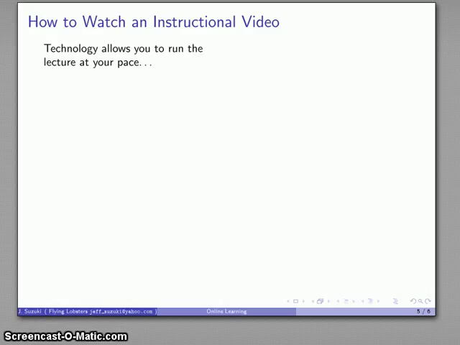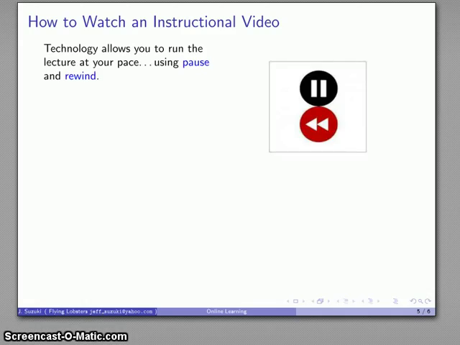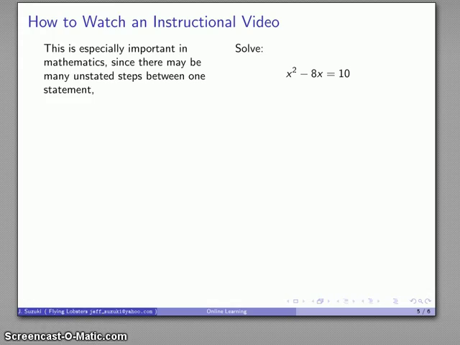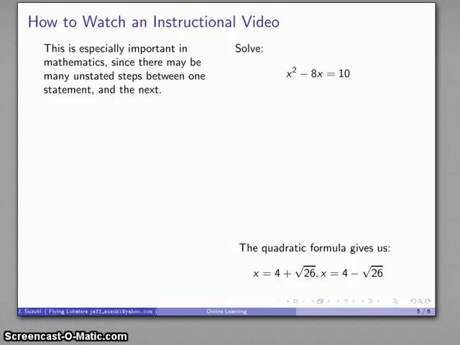The nice thing about technology is it allows you to run the lecture at your pace using the pause and rewind buttons. These are two of the three most important buttons on your video controller. Now, these two buttons are especially important in mathematics because there may be many unstated steps between one mathematical statement, for example, solve x squared minus 8x equals 10, and the next step in the problem. Here's the solution. And in a real-time class, the instructor may write down something like this and then immediately go to what that next step is going to be. And at best, they might pause and say, don't forget, here's how you obtained it. You use the quadratic formula, and then they'll proceed on to the next thing.